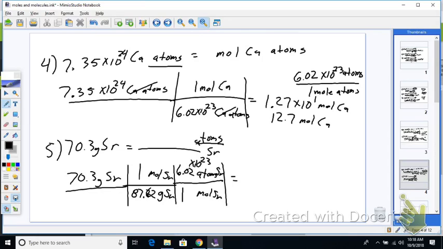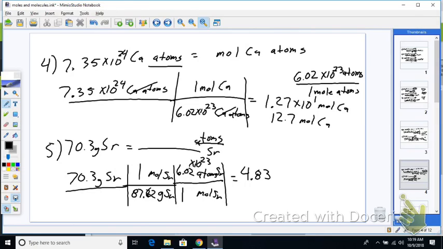So, what I would do, I'd take 70.3 divided by 87.62, press equals, multiply by 6.02, press equals, and when I do that, I get an answer that's 4.83.